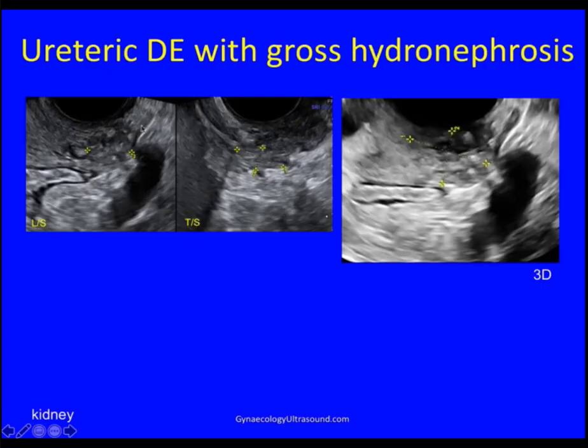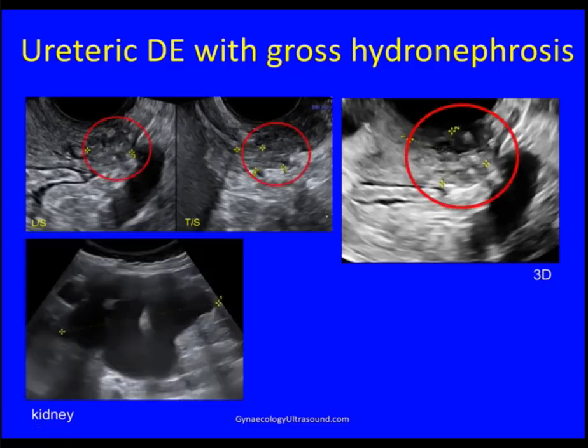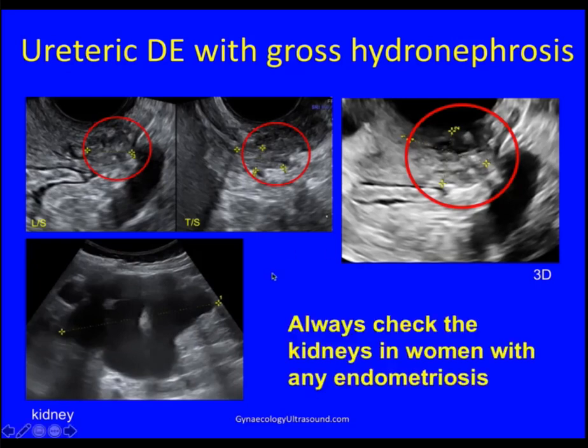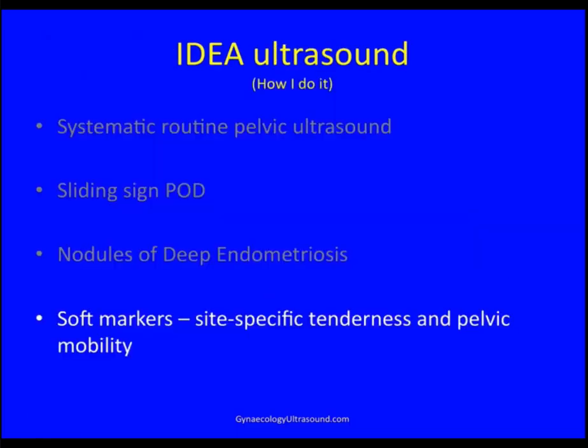But look here, this is a thin ureter going toward the bladder that way. And at this point is a pinch point, and look how thick it is here, dilated ureter, and you can appreciate it better in 3D. It just gives you slightly better resolution. So when you see that, even if you can't see it, look at the kidney. Look at this kidney. It's grossly hydronephrotic, and she never noticed a thing. So always check the kidneys.